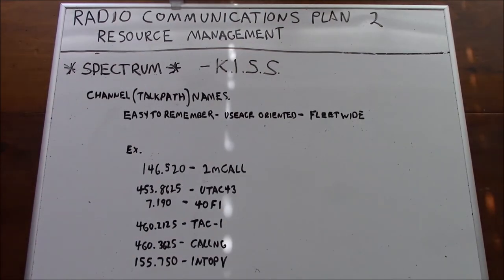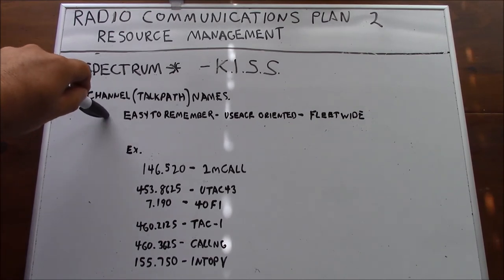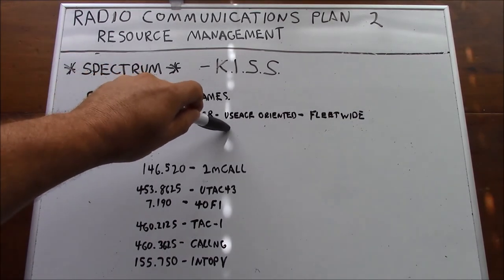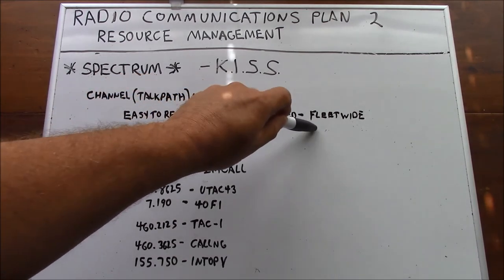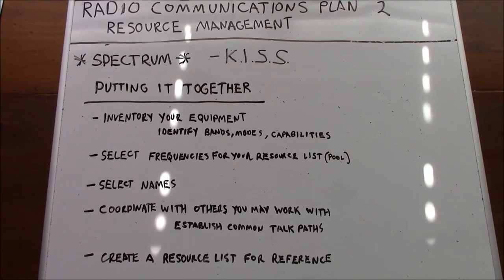When you're organizing your spectrum resources, always select common channel or talk path names. Always make them easy to remember. Orient them towards whatever that channel or talk path's use is, and implement them across your entire fleet of radios. Okay, now we're going to put it together, and this is your homework.